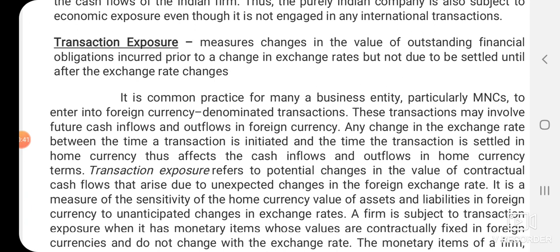And one request, my dear students, friends: watch my video till the end, then only we can understand what transaction exposure is, what its hedging techniques are, and how to manage this type of risk.